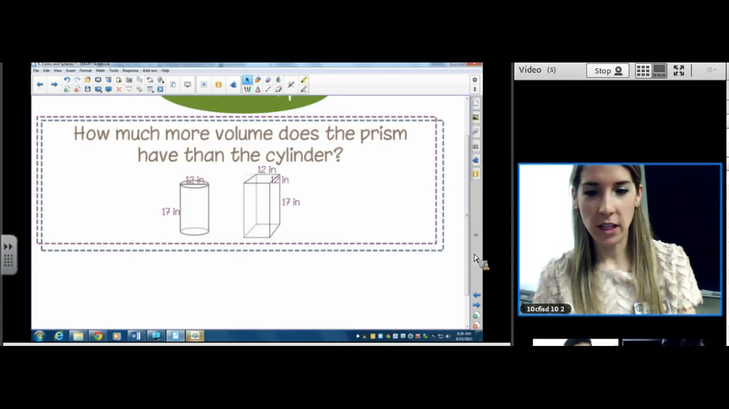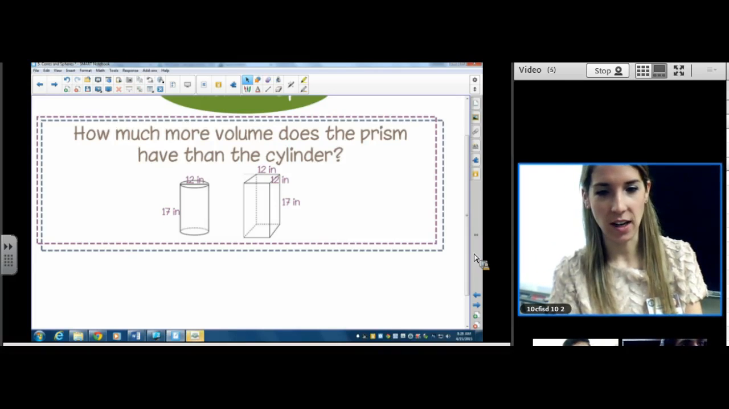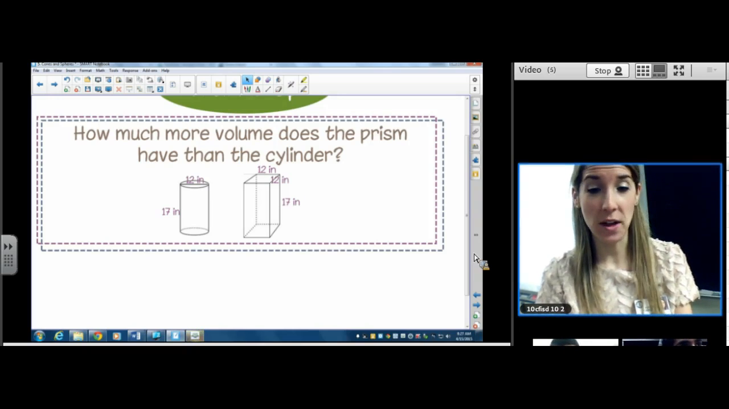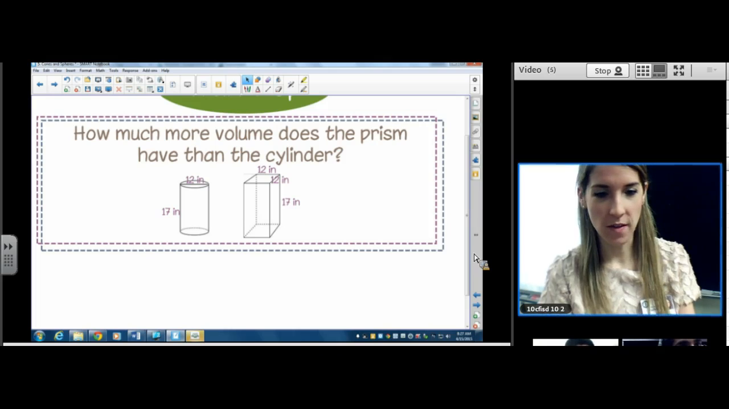How much more volume does the prism have than the cylinder? So you already know that the prism has more volume. You just need to find out how much more volume. Go ahead and work on that.